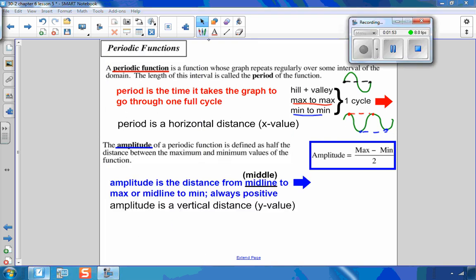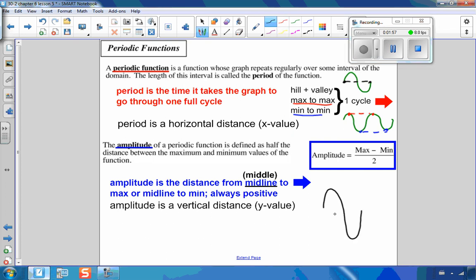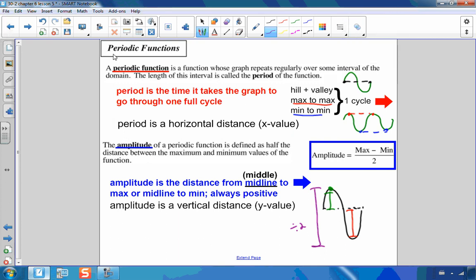So if we look at our graph, let's say this is going to be a sine graph. From the middle of the graph along here, I'm looking at the distance from the middle of the graph to the maximum, so this distance here, or from the middle of the graph to the low point. Or you could take the distance between the max and the min and divide that distance by 2. Whichever method you like to use, you'll notice this is a vertical distance up and down, so it's going to affect my y values.